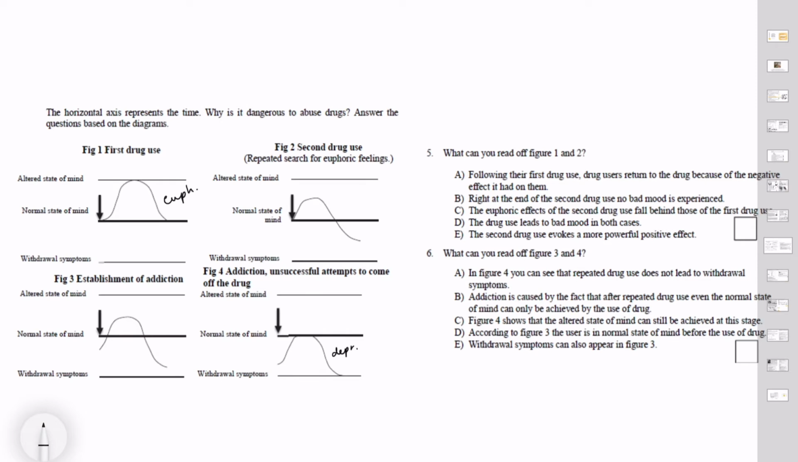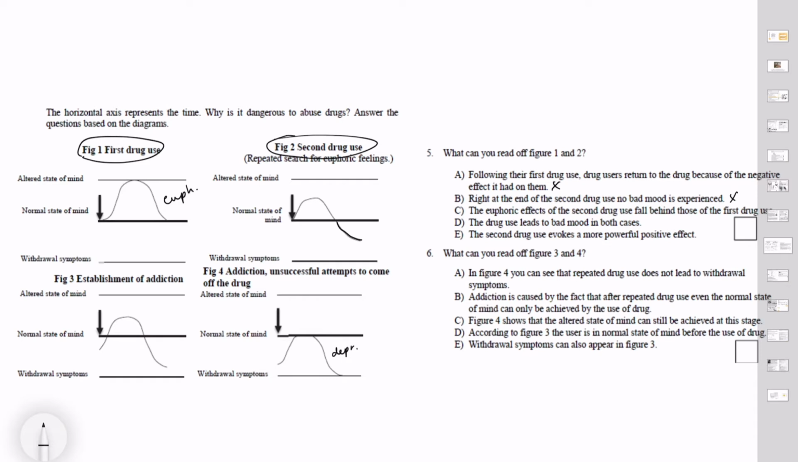What can you read of figures 1 and 2? So you compare the first and the second graph. Okay, following their first drug use, drug users return to the drug because of the negative effect it had on them. That's not true. We can't really see anything like that. Right at the end of the second drug use, no bad mood is experienced. That's not true. We can see that bad mood is experienced at the end.